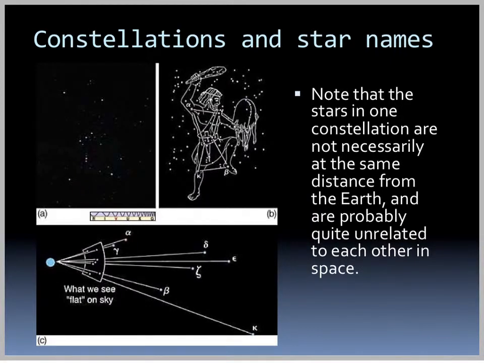Now, the stars in Orion look close together, but they may not actually be very close together. They're not necessarily the same distance from the Earth, and probably are quite unrelated to each other. For example, even in the constellation Orion, we see his shoulders, his belt and his feet. If we actually look at actual distances away, they're quite far away from each other. Angularly, they're close together, but in actual distance apart, they're quite far.